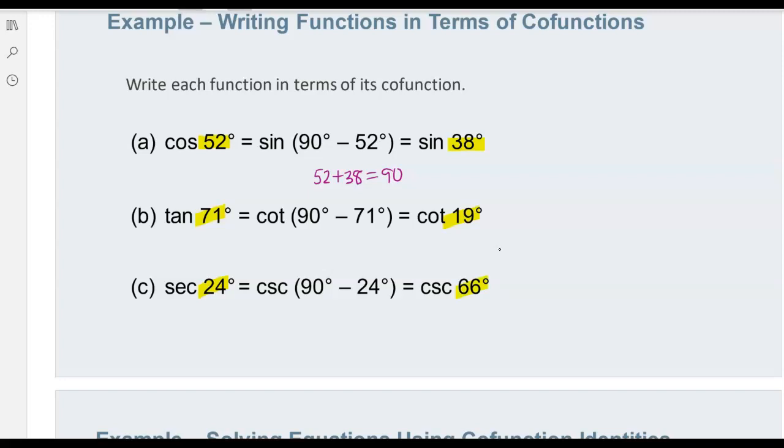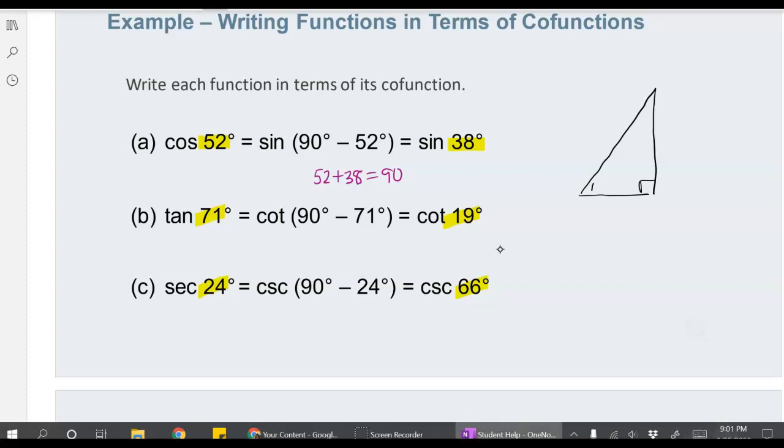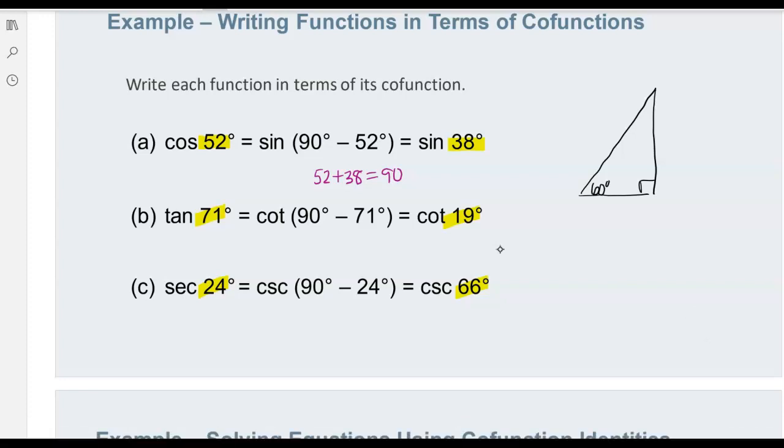One of the places that we saw this in one of our discussions in class was when we were looking at the 30, 60, 90 triangle. Let's say that this is 60 degrees and this is 30 degrees. And if this side was a length of 2, this side was a length of 1, and this side was a length of square root 3.